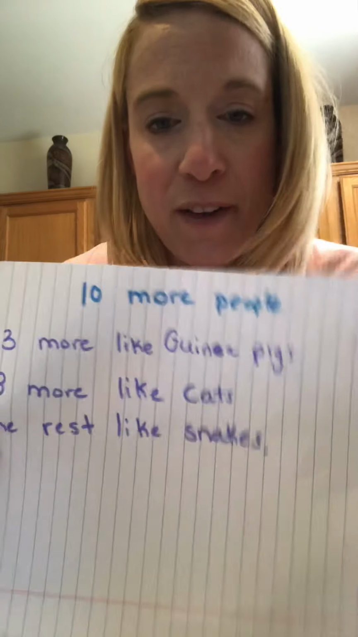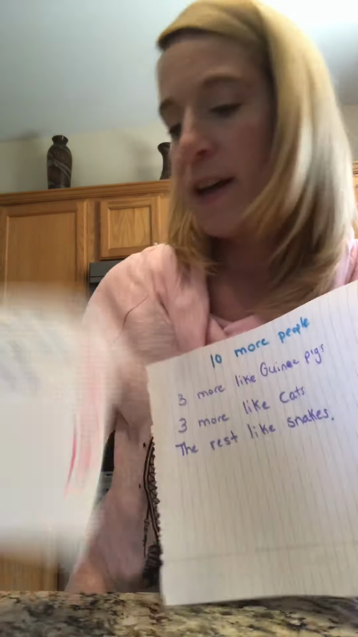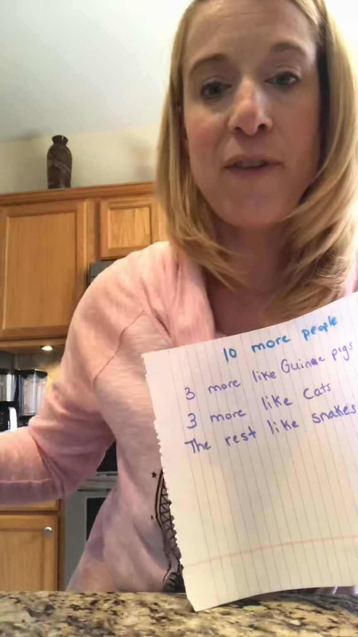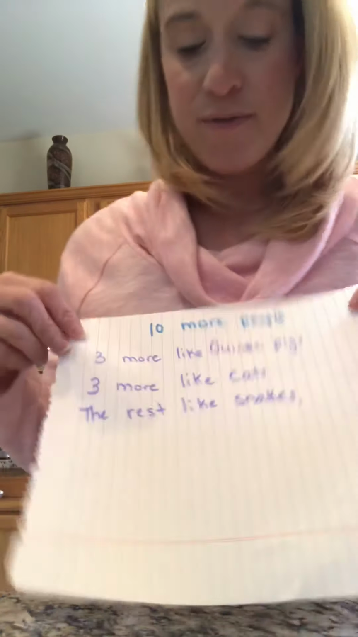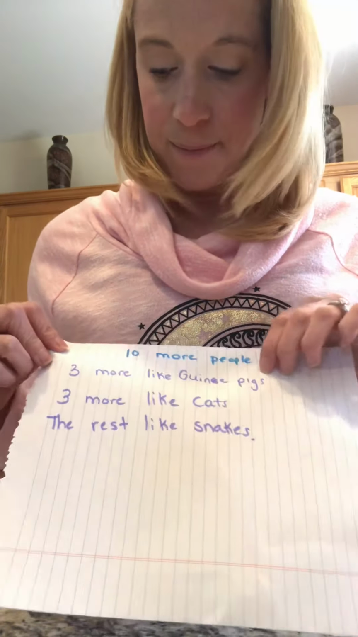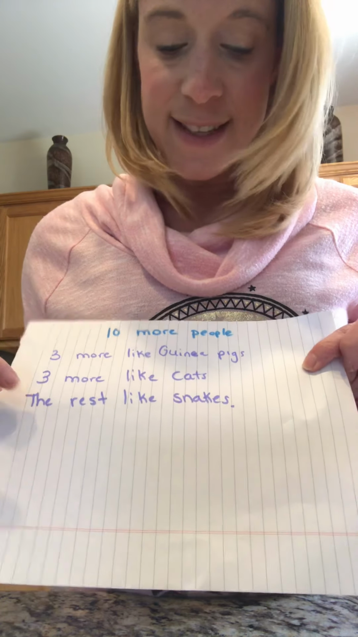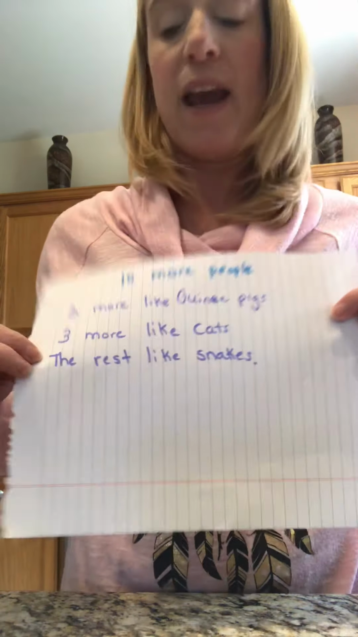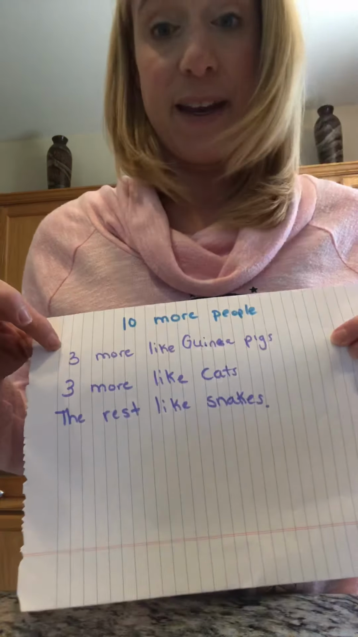And I have a paper here that says 10 more people voted. So let's pretend that we have 10 more people that are going to vote for their favorite pets. Okay, it says 3 more liked guinea pigs, 3 more liked cats, and then the rest like snakes. Okay, so the easy one to start with is at the top. It says 3 more like guinea pigs.